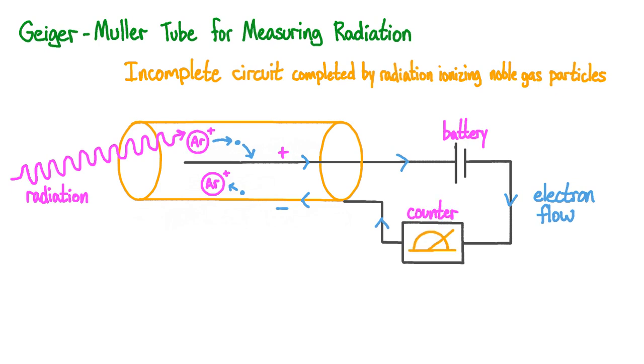One part of the Geiger-Müller tube that we haven't talked about yet is the counter. In many Geiger-Müller tubes, the counter is a mechanical device that turns electrical current into audible clicks.